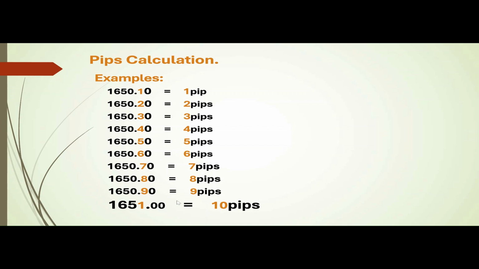Then the last one, 1651.00, that's 10 pips. Note the figure written in gold before the decimal point: that's where the tens are calculated from. So 1.0 equals 10 pips. If it is 1.2, it will be 12 pips. If it is 0.4, it will be 4 pips, like that. That's how it's being calculated.